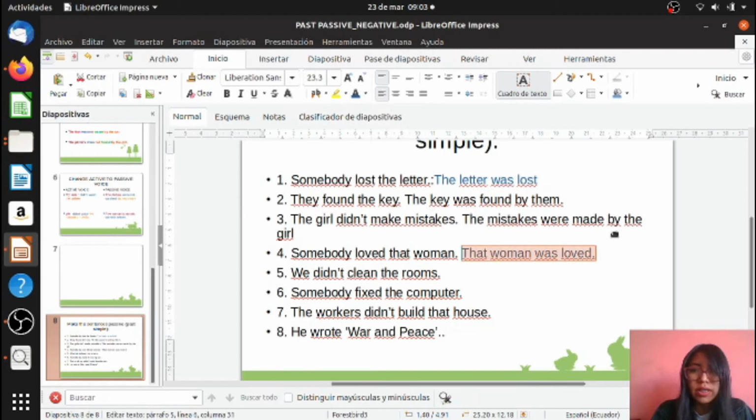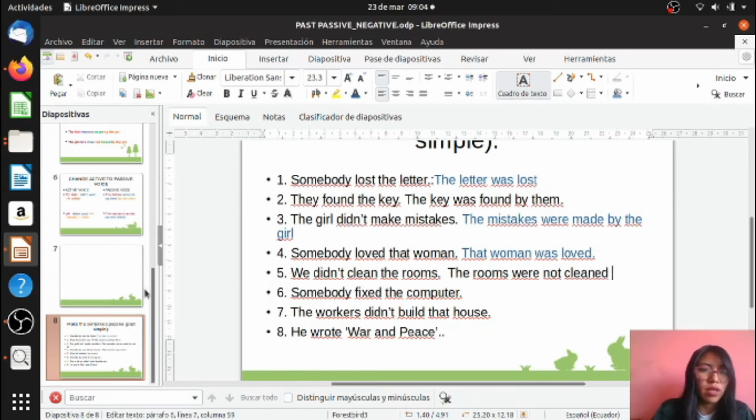We are going to see these 5 examples, okay? We didn't clean the rooms. That is negative, okay? So, the rooms, we are going to copy the same. The rooms, that is plural, so we are going to use were. The rooms were not, and the verb clean. That is a regular verb, so we are going to add ed to the verb clean to form the past participle form. The rooms were not cleaned.